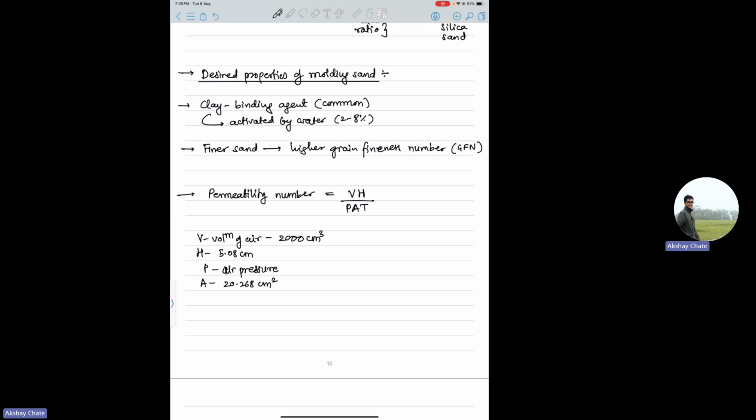And then capital T is time. Or maybe we can use small t, because otherwise you may get confused with table temperature. Time in seconds for this test. Okay, so if you put in all these standard numbers, you get your final formula. And the reason I am talking about this is because there was one direct question on this.